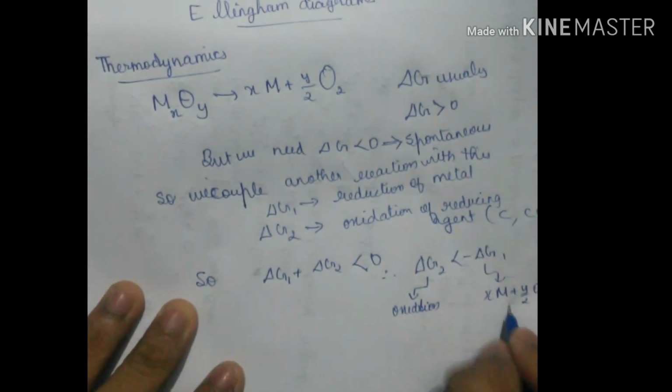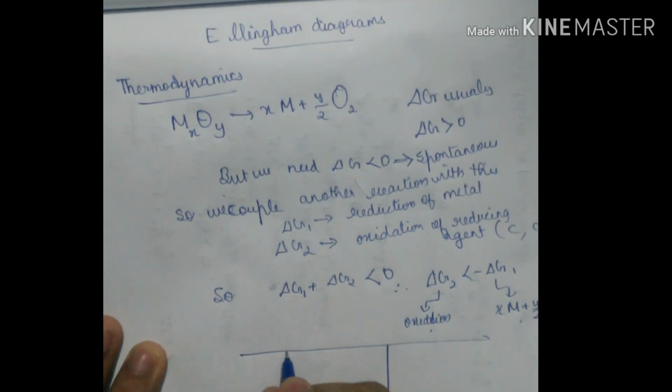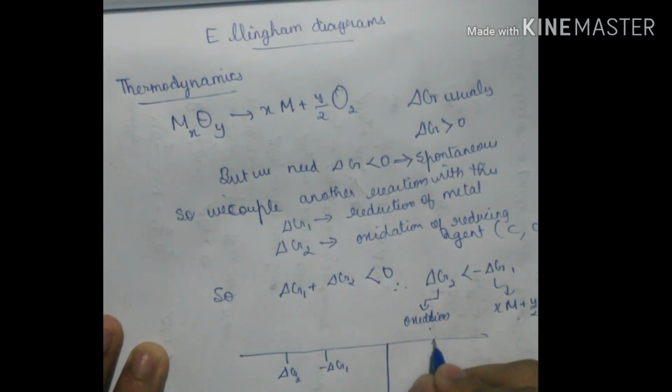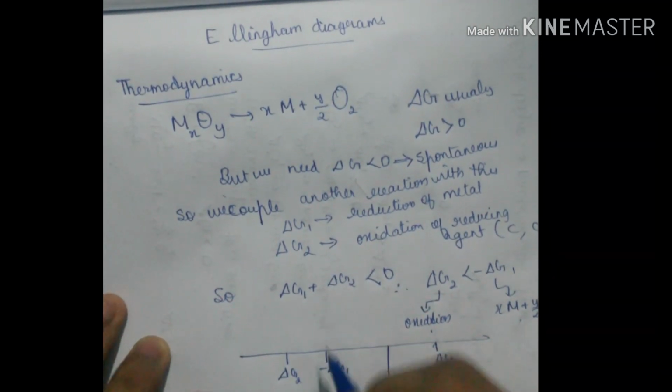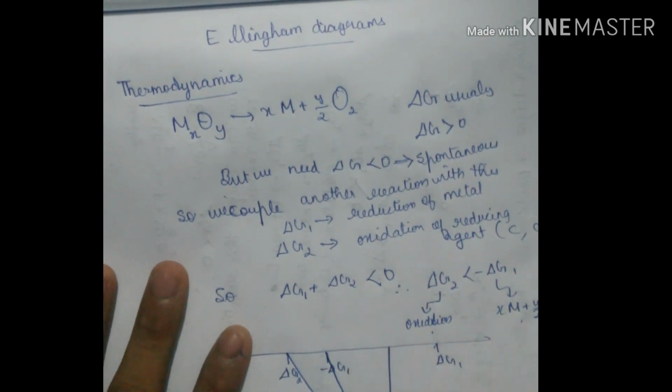spontaneity should be less than 0, or delta G value should be less than 0, only then the process can be spontaneous. So here we can see that delta G1 plus delta G2 should be less than 0, or rearranging, the oxidation delta G2 should be less than the opposite of the reaction, that is oxidation of the metal.